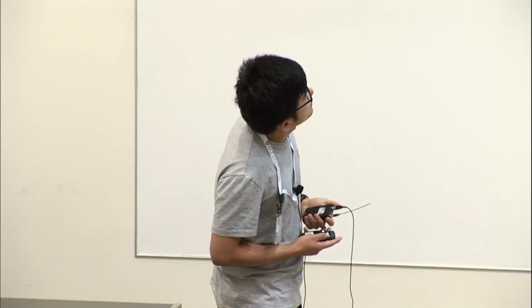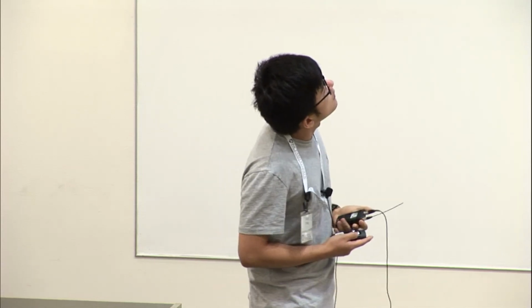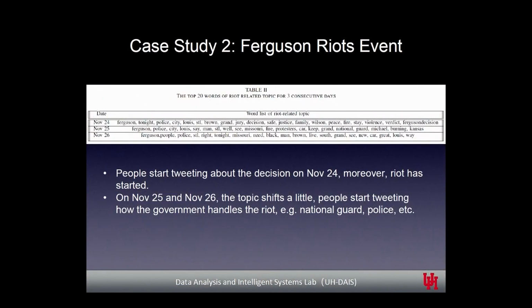The second case study is the Ferguson Riot event. Based on the words, you can see that people start tweeting about the event on November 24th. After that, on November 25th and 26th, people start tweeting about how the government handles the event, like the National Guard, police, etc. The LDA gives you a list of words, so based on the words, you can see how the topic changes over time.